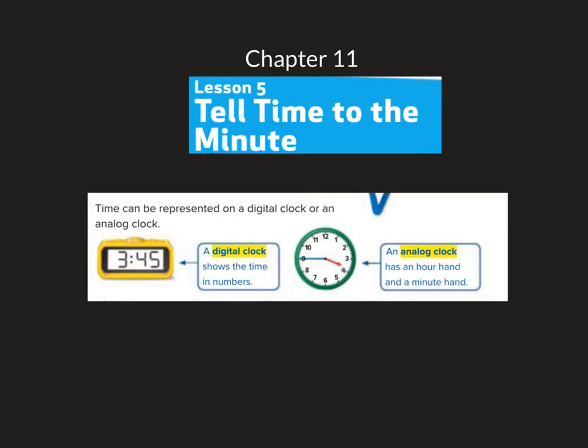Time can be represented on a digital clock, that's this, or an analog clock. We had these vocabulary words. An analog clock is what we're going to really be telling the time on today, because a digital clock just shows you the numbers. There isn't really a whole lot of thinking going on with digital clocks, but analog clocks can be tricky for some.